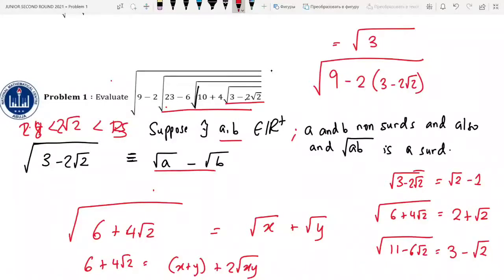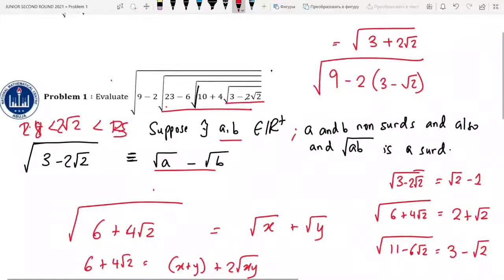Let's make sure I'm not making any mistake. Okay, this is meant to be root 2, not 2 root 2. Exactly. So it's 3 plus 2 root 2. So this is what we have now. It looks very similar to what we did here, but we do it again for completeness' sake.